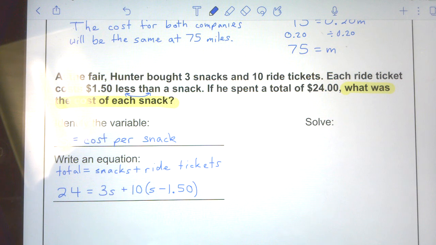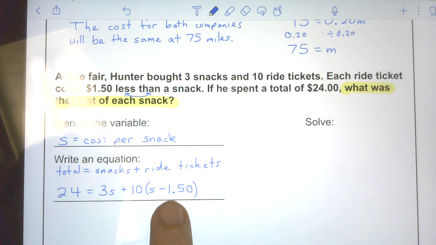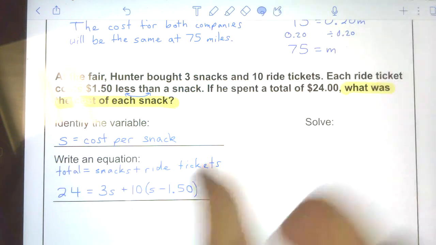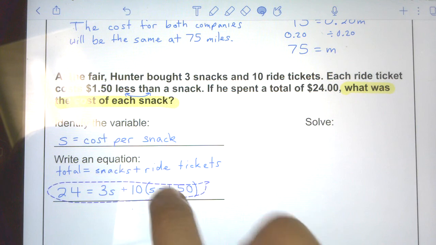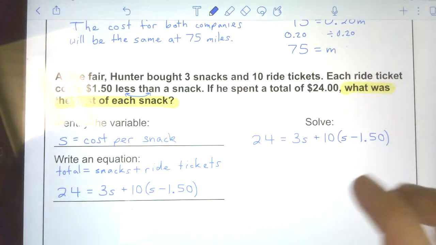Since we didn't do it in class, I'm not really sure 100% if there's any other ways or not to do it, but this at least makes sense to me. So again, at the fair, he bought 3 snacks, so 3 times the price or the cost per snack, plus 10, because there's 10 ride tickets, and each ride ticket costs $1.50 less than a snack. That makes sense to me. Okay. So I'm going to go ahead and we will copy this, paste this, and go ahead and solve it.